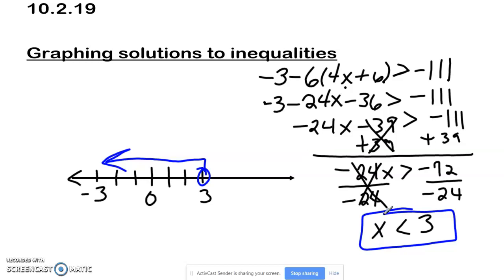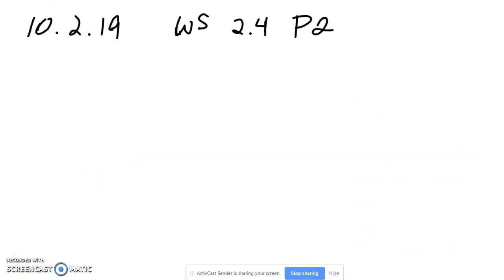Actually, the graph's going to be provided for you. You just have to finish it. It'll have the numbers and everything for you. All right, so I'm going to put your assignment down below. And this is a new worksheet.